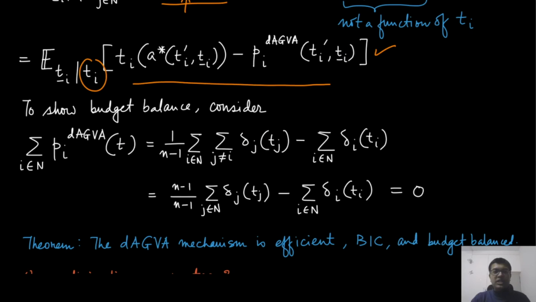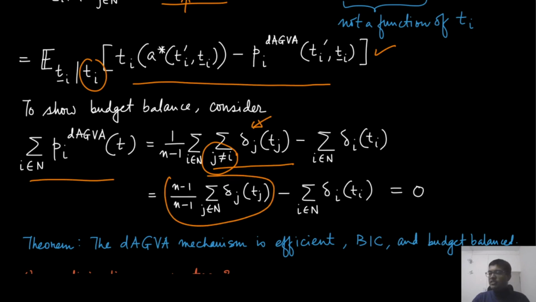Now to show the other property, that is budget balance, you'll have to take a sum over all these payments. Inside the first summation, you are summing all these delta j terms except one term. So if you sum it n times, you are going to get every delta j term n minus 1 times. That is the first part, and the second part is of course the sum of this i in n.